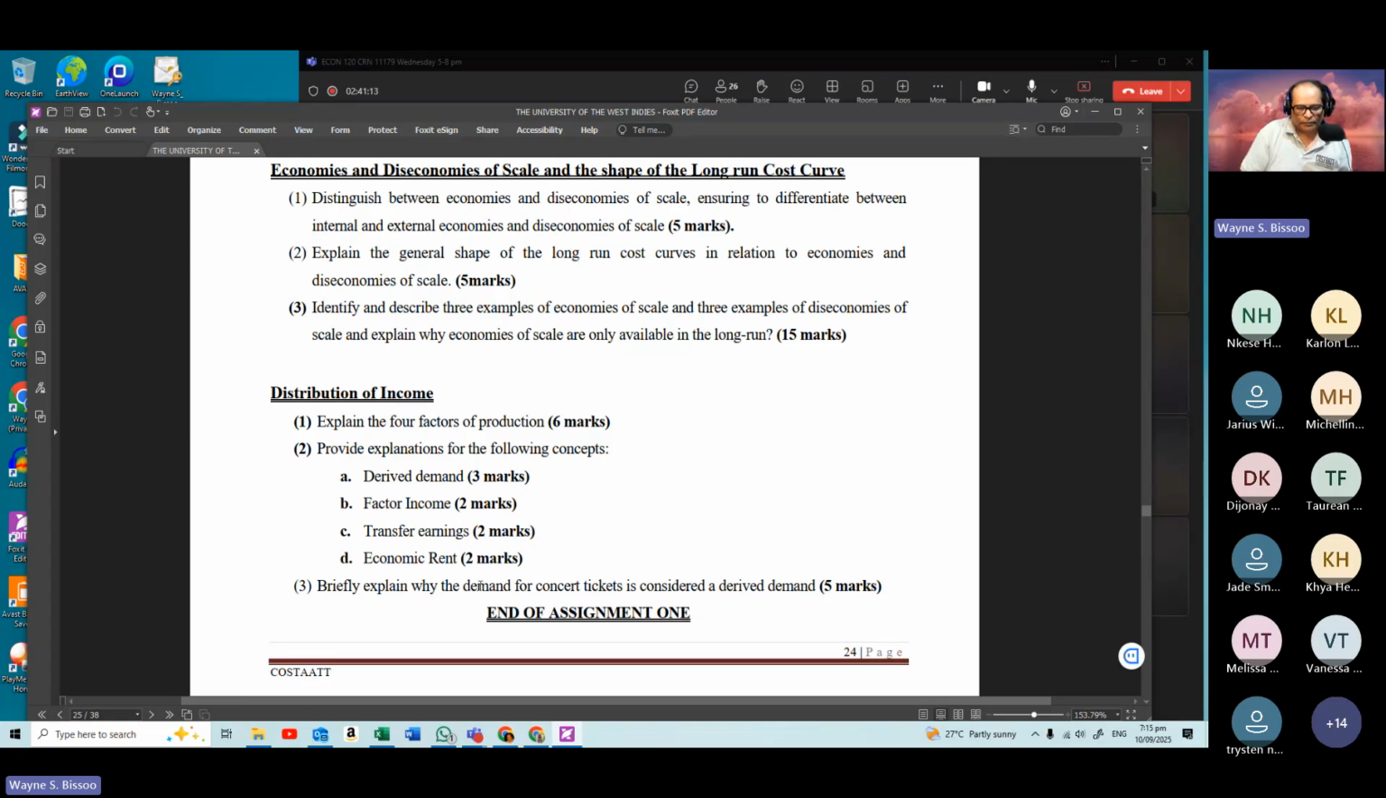Briefly explain why demand for concert tickets is considered derived demand. Well, this is the same question that would have been in the forum discussion for 5 marks, so I expect that your response there would be repeated in this part here. So in doing the forum discussion, you're actually doing part of this first assignment. So you're just going to be adding the other sections, or you could choose to do it the other way around.